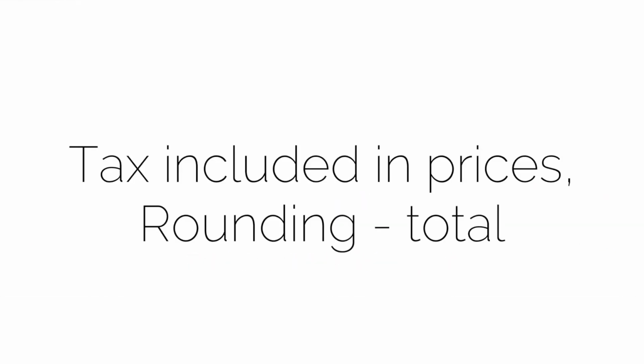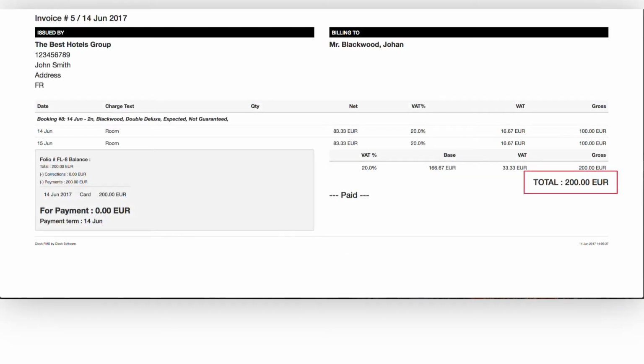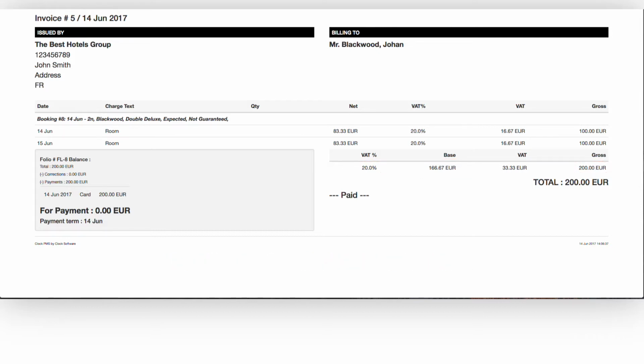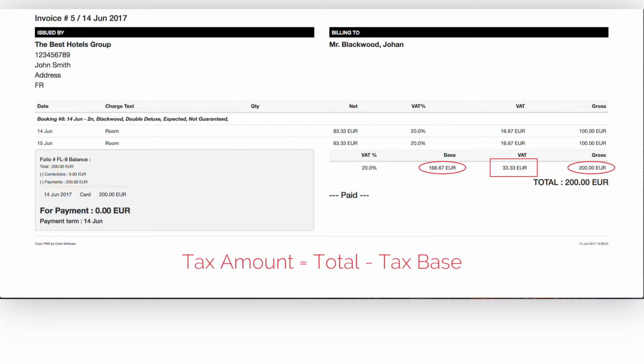Let's move to the next option, tax included in prices, rounding total. The folio total is calculated by summing the gross prices of each line. Example, 2 lines each containing a gross price of €100 and their total is €200. On the basis of this total, the tax base is calculated using the following formula. The total is divided by 1 plus the tax percent divided by 100. The resulting amount is rounded to the smallest monetary unit. Example for 20% tax, €200 divided by 1.2 is equal to 166.67. The tax amount is calculated as total minus tax base equals the tax amount. Example for 20% tax, €200 minus 166.67 equals 33.33.